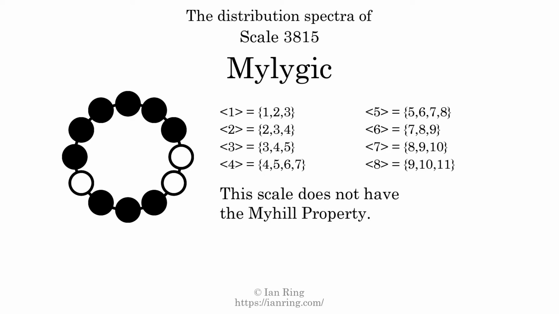If every spectrum has exactly 2 specific intervals, we call that the Mylygic property. This scale does not have the Mylygic property. Since the generic interval ranges overlap, this scale is an improper scale.